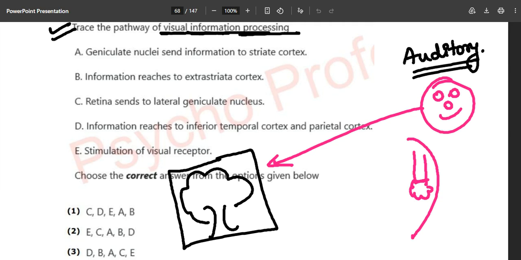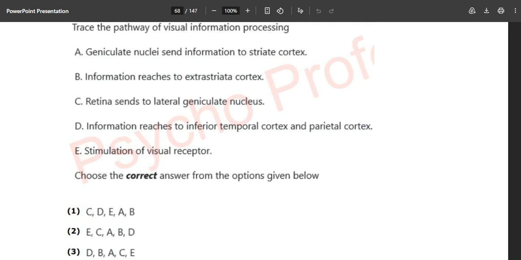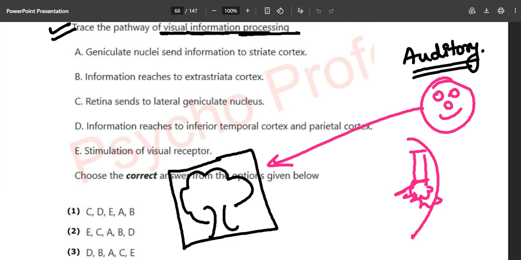Okay, I hope you have learned this. The inverted image is produced on our retina. In this particular retina, we have the receptor cells.